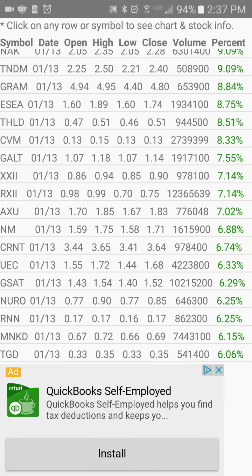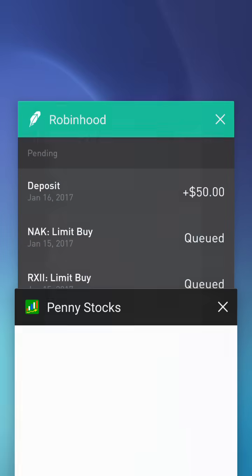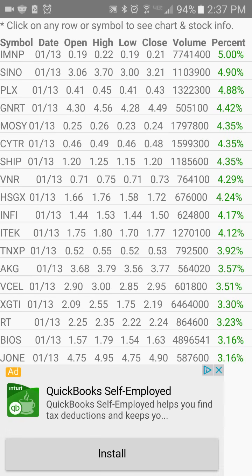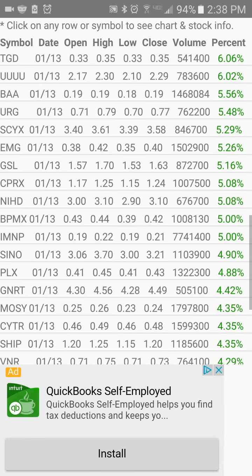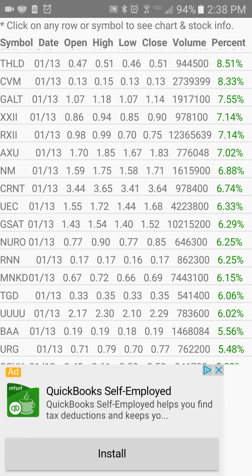XXII, I believe, is the one that I bought. Let me double check. No, RXII. Sorry, let me find that one real quick. Let me show you what I saw in it that made me want to buy, or I should say I have yet to buy, so it's a pending buy. Here it is, RXII. It's at 12 million volume at 7.14% gain. So that kind of stood out to me.